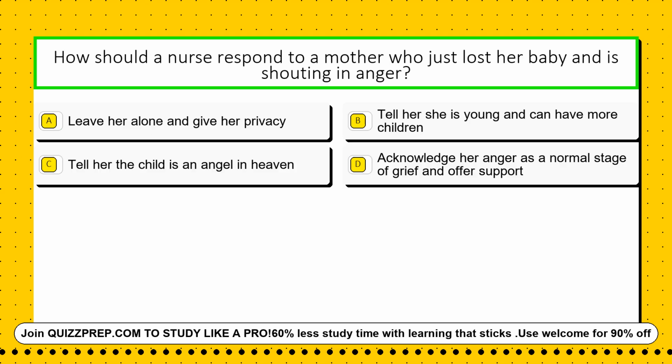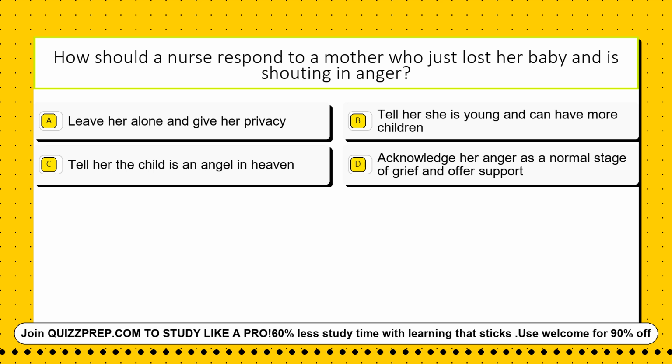Question 91. How should a nurse respond to a mother who just lost her baby and is shouting in anger? Option A. Leave her alone and give her privacy. Option B. Tell her she is young and can have more children. Option C. Tell her the child is an angel in heaven. Option D. Acknowledge her anger as a normal stage of grief and offer support.